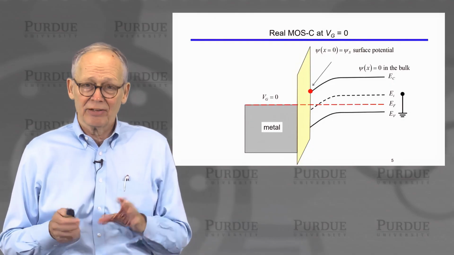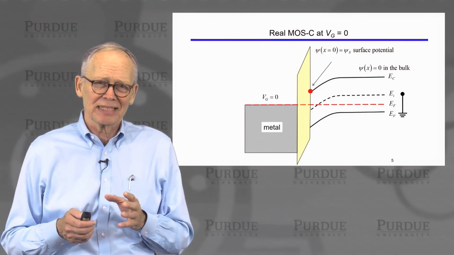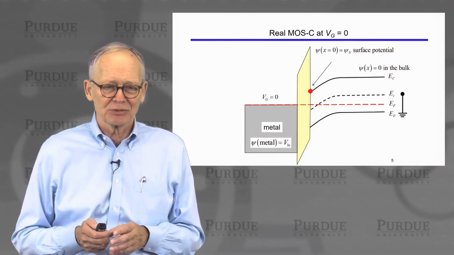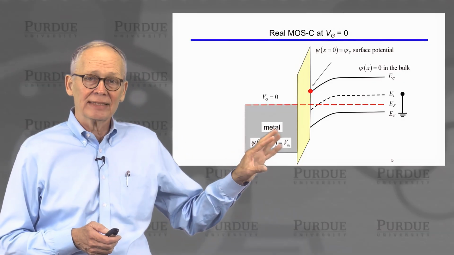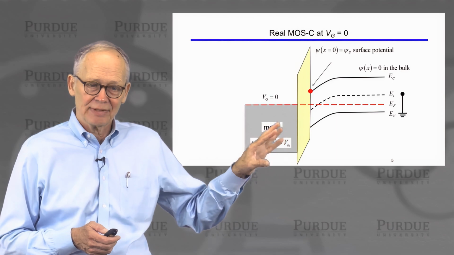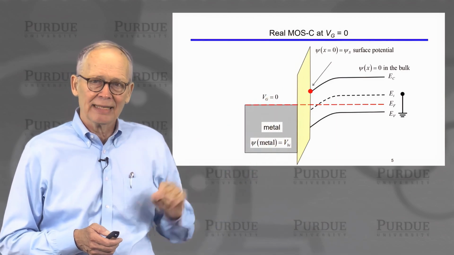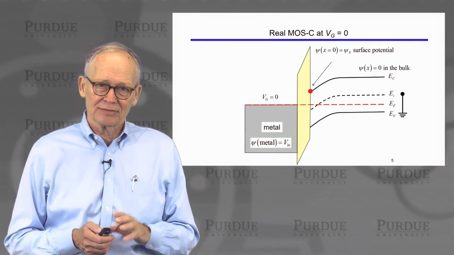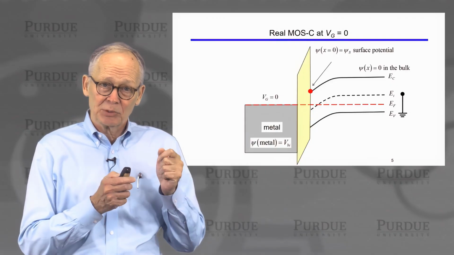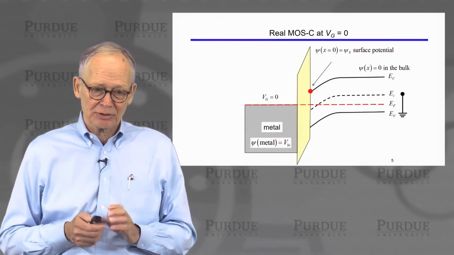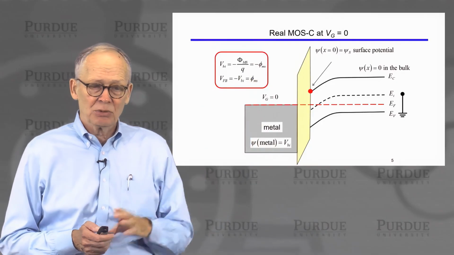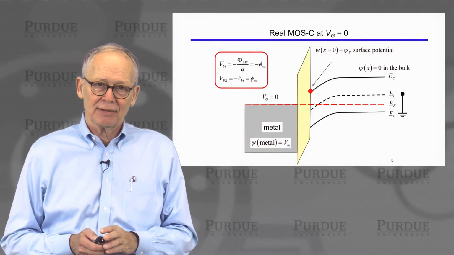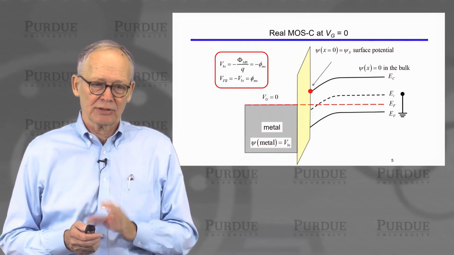So this is going to be a very important factor that we have to account for whenever we make a real MOS structure. The potential in the semiconductor now is this built-in potential. It's there even when we apply 0 volts on the gate itself. So we have to differentiate between this applied potential and the built-in potential. We said that the built-in potential is equal to minus the difference of the metal semiconductor work functions.